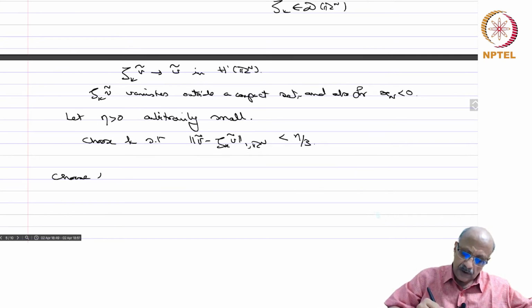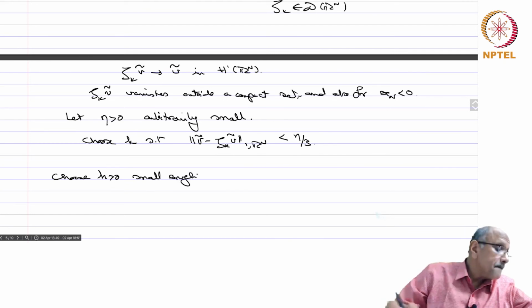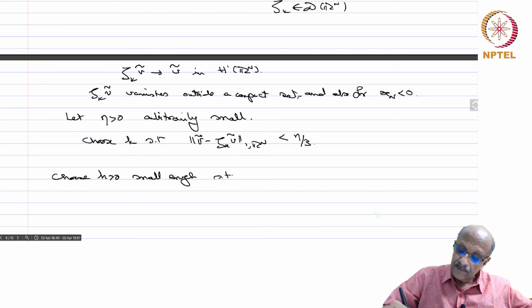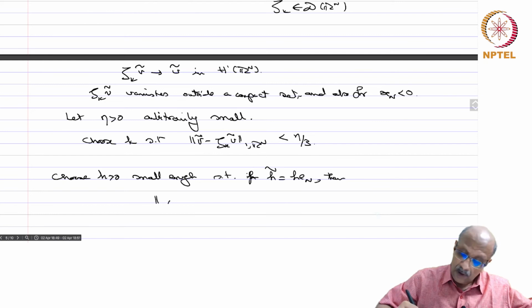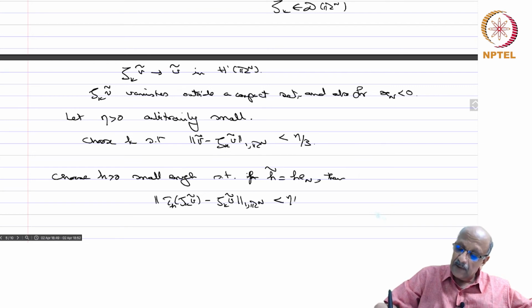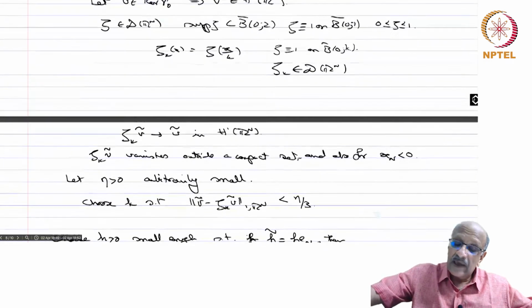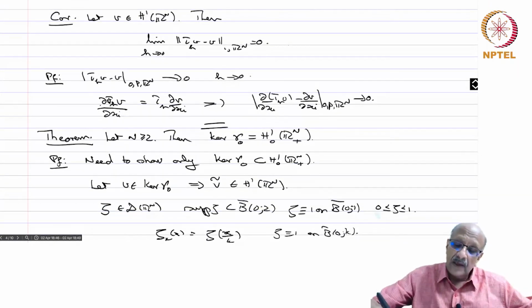Choose h positive small enough such that if h tilde equals h times the unit vector en, then the norm of tau h of zeta k V tilde minus zeta k V tilde in H1 of Rn is less than eta by 3. Again, this is possible because k is now fixed, and we are simply applying this corollary here.